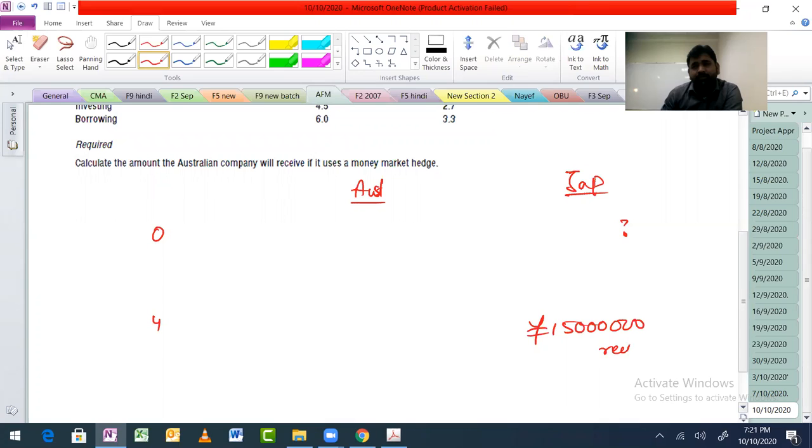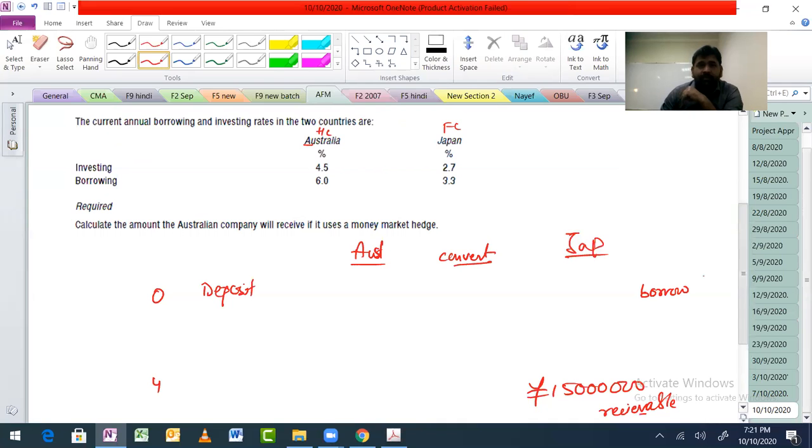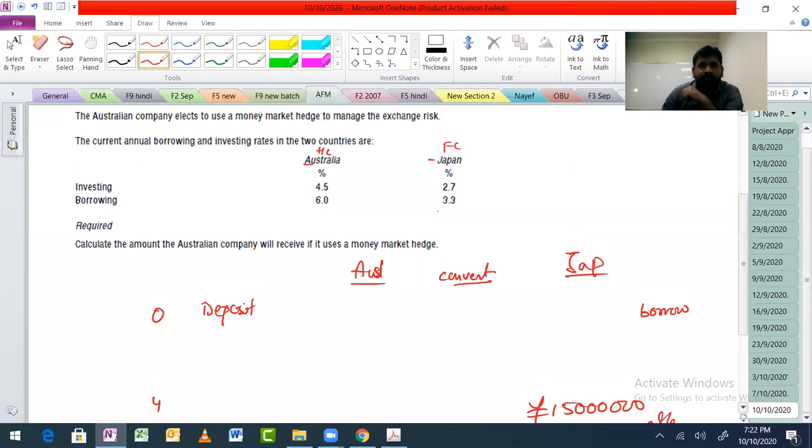Now tell me, what should we do over here? We'll borrow. The logic is receivable means money is coming in, and borrow means money is coming in. Once we have decided to borrow, there is no rocket science: it will be convert and then deposit. This is how it works. Now you want to borrow in Japan, so the borrowing rate is this one. The annual borrowing and investing rate is given, 3.3 per annum.